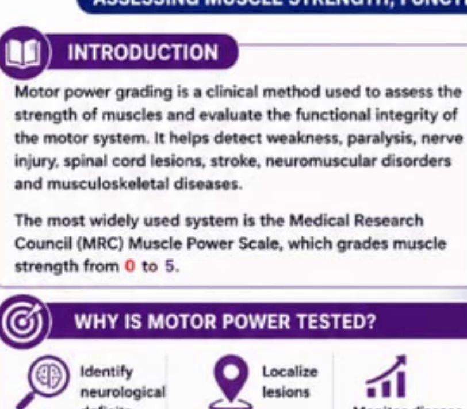These conditions are either from an upper motor neuron lesion, which is from the brain down to the spinal cord, or a lower motor neuron lesion, from the spinal cord out to the muscle, ligament, and joint system. So it could be weakness, paralysis, nerve damage, spinal cord lesion, stroke, neuromuscular disorder, and MSK, which is musculoskeletal disorder. Any of these can cause weakness of the muscle.